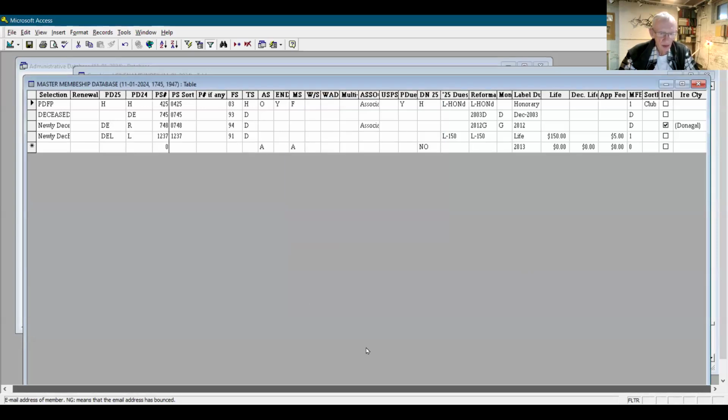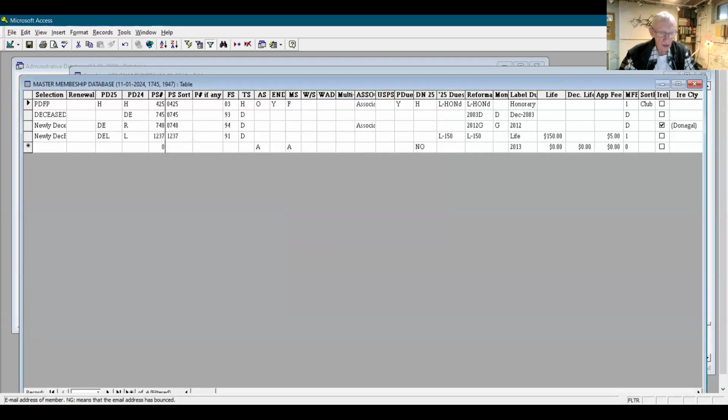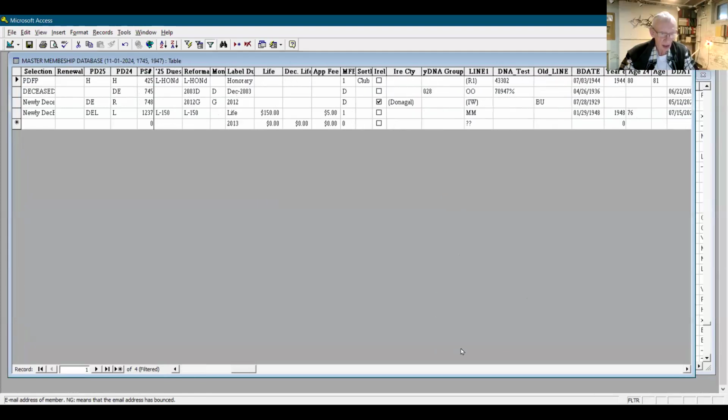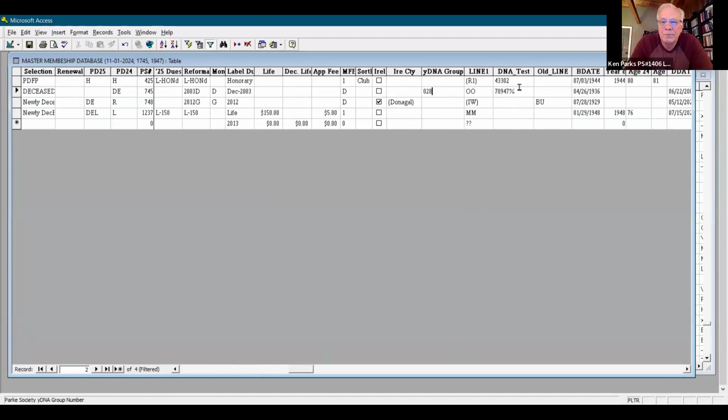So there is a field in here now for YDNA group number. I'm not sure why it isn't particularly showing, but it should be there. And I know I did create that field. You see the YDNA group? This person is in group 028. That's that 00 line. And we also have their DNA test, or actually, if there's a percent sign, it's not the person, but it's some close relation to that person that the test is for.